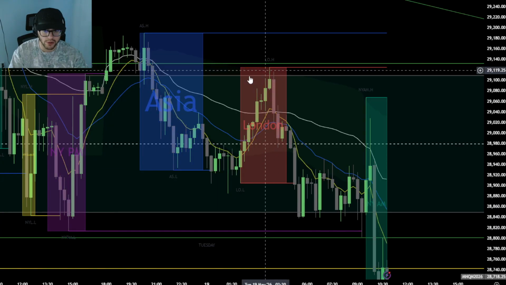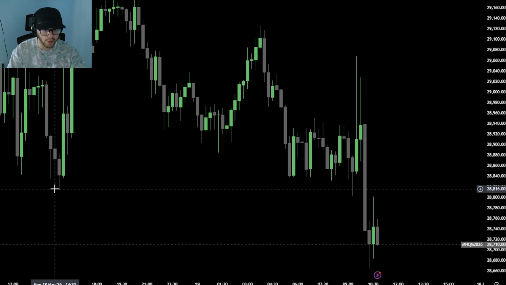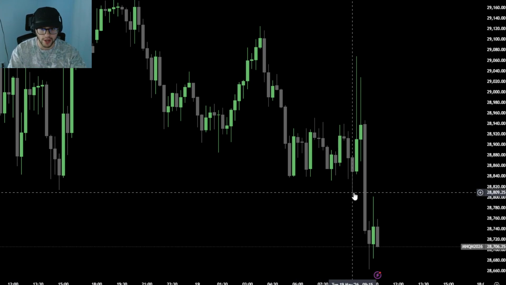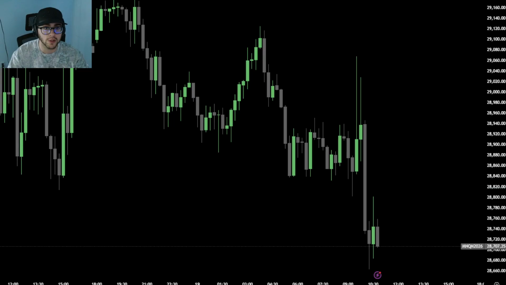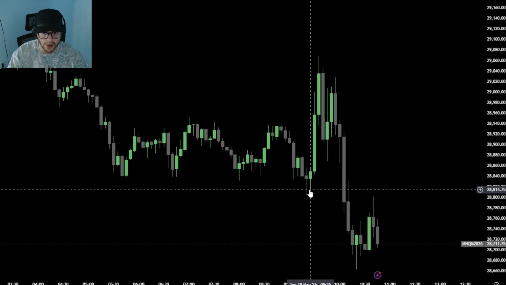In between Asia, you see London did make a move up and then eventually dumped towards the end, right? So this is a draw on liquidity that I'm referring to. We take this draw, as you can see, right about 9:15 is the 15 minutes. So if I go to the 5 minute, you're going to see us take this draw at 9:20, 9:25.